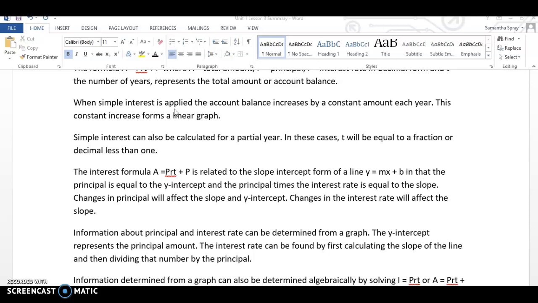Simple interest can also be calculated for a partial year. In these cases, T is going to be a fraction, because you're going to change your months into that fraction. So if it's 7 months, you'll do 7 over 12. The interest formula, A equals PRT plus P, is related to the slope-intercept form of a line, Y equals MX plus B, in that the principal is equal to the Y-intercept, and the principal times the interest rate is the slope. Changes in principal will affect the slope and the Y-intercept. Changes in the interest rate only affect the slope.